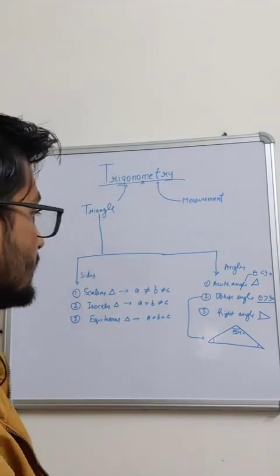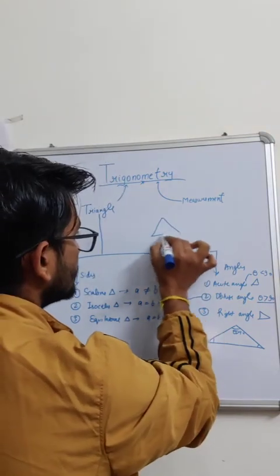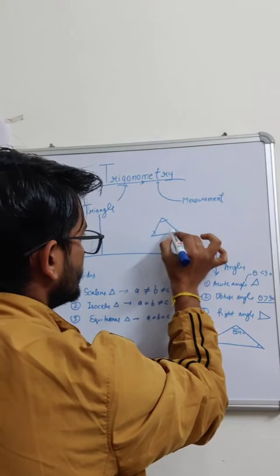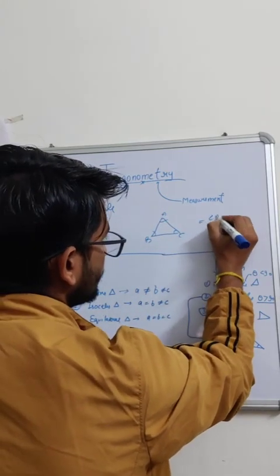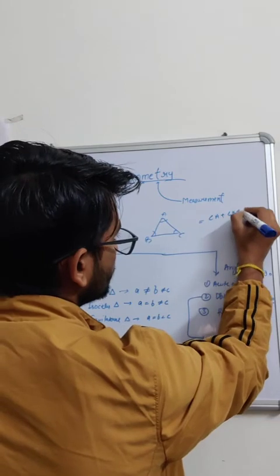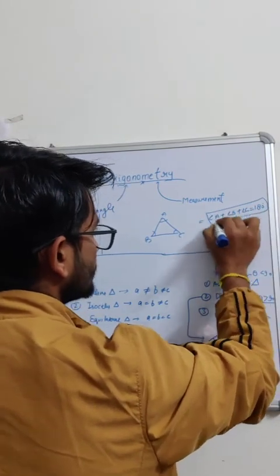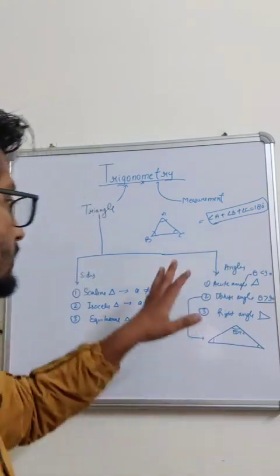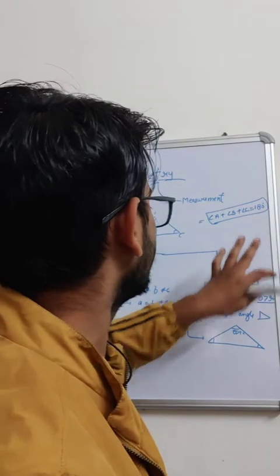The most important thing that I want to tell you is that the sum of all the angles in a triangle, angle A, B, C, is always constant, and it is 180 degrees. This is the basic thing you have to remember. Okay, so this is the basic idea that I have given you about the triangle.